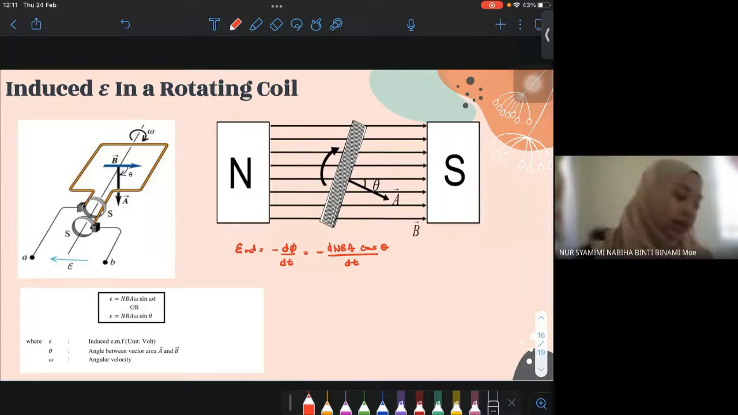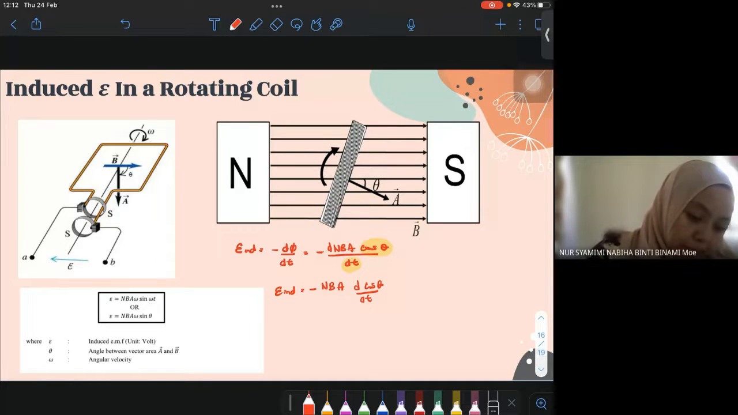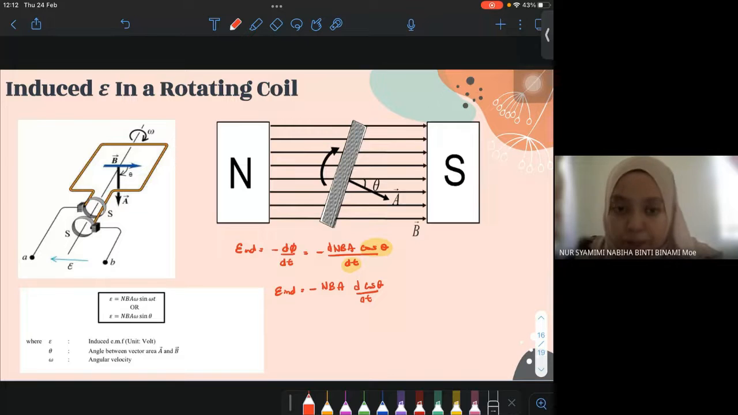Angle. Yes, the angle will change. So yang berubah is the angle. So kita perlu differentiate angle. Yang lain tak perlu differentiate. So dia akan dapat induced EMF is equals to negative NBA d cos theta over dt. Okay. So we know that we need to differentiate our cos theta.